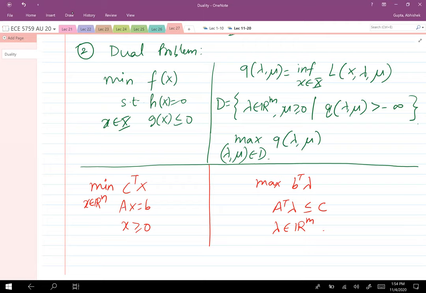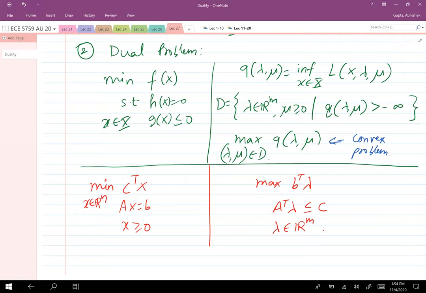Okay, we also learned that the dual problem is actually a convex problem. So Q is a concave function and we are taking maximization of a concave function and D is a convex set. So this is actually a convex problem, which is a nice property of duality.